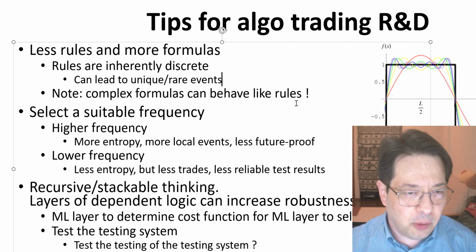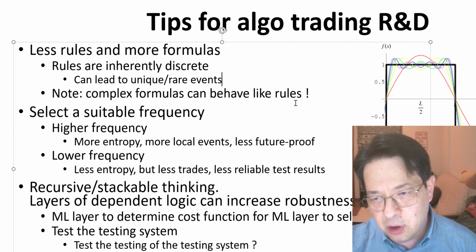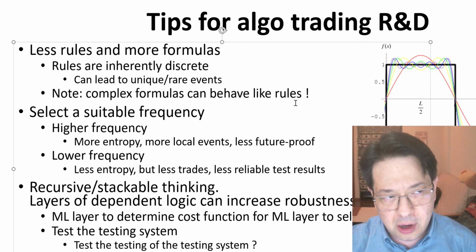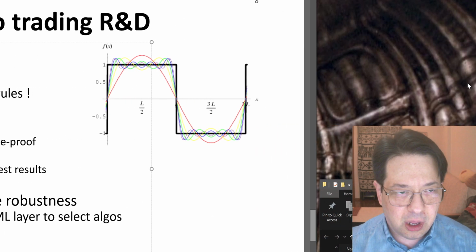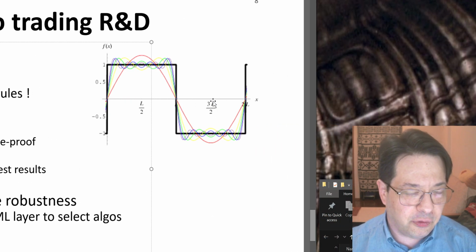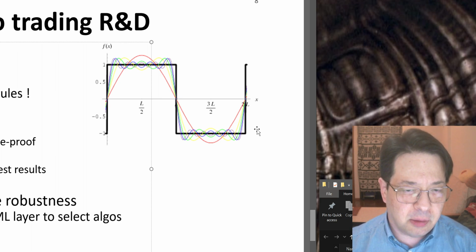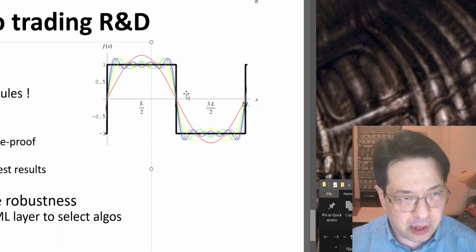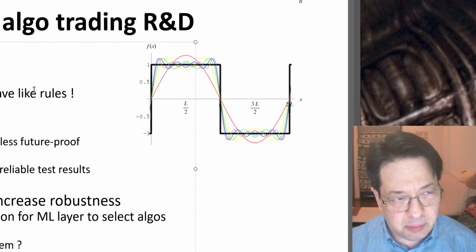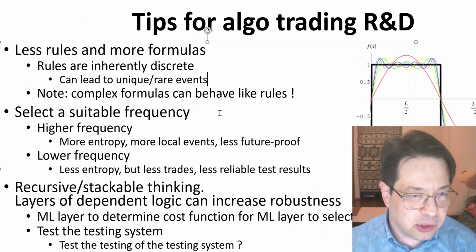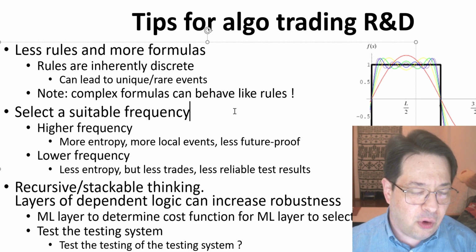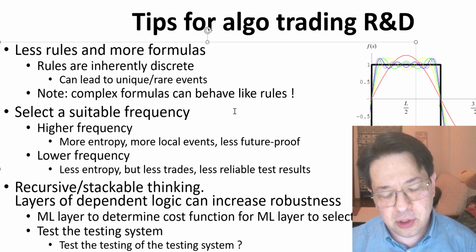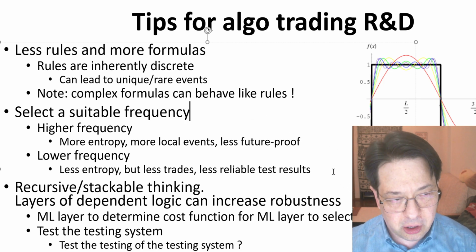But also beware that if you stack together formulas, or have a very complex formula, you can also build a system that behaves like a rule. An obvious example is the Fourier transform, where you can use very simple sine waves at different amplitudes and frequencies, and stack them together, and you can make something very close to a step function, which is a kind of binary rule approach. So beware also of using formulas that are too complex. Having a formula or a bunch of simple formulas doesn't mean that you're necessarily on the right track.